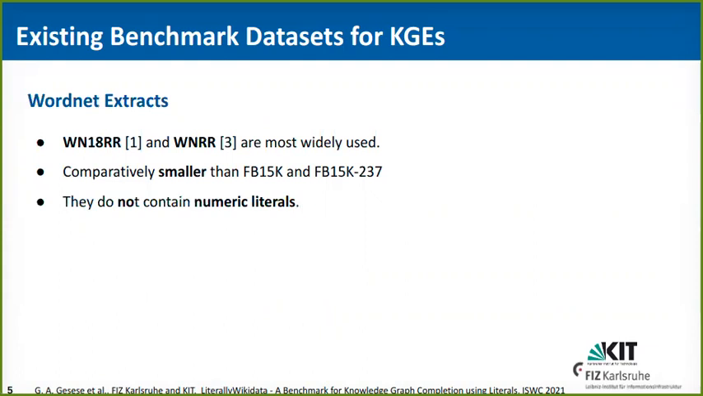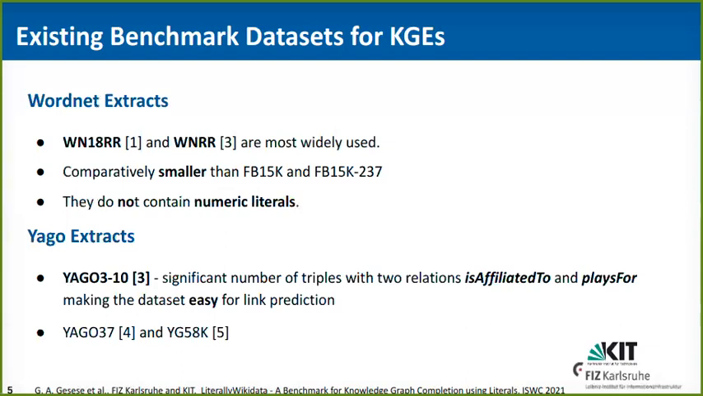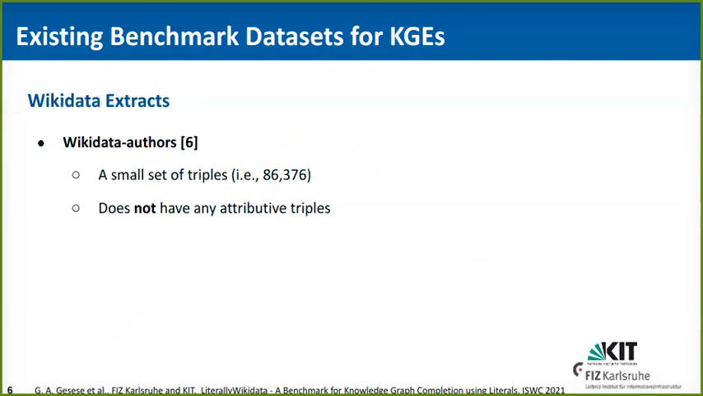WordNet 18 and WordNet 18RR are the most widely used ones among those from WordNet. They are comparatively smaller than Freebase 15K237 and also do not contain any numeric literals. Yago 3-10 is a popular dataset among those from Yago. This dataset has many triples which are with duplicated relations, for example, is affiliated to and plays for, which makes it easy for tasks such as link prediction.